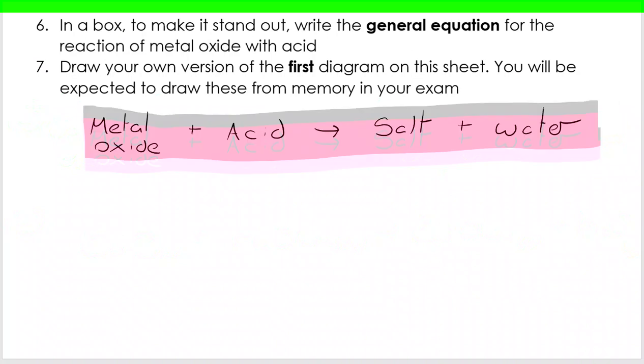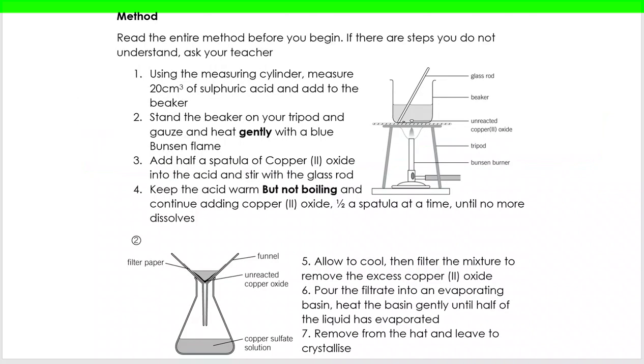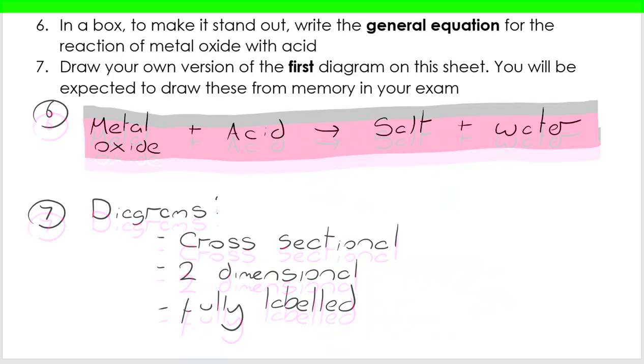So the general equation, a metal oxide and an acid make a salt and water. And if you remember that, you're well on the way to being able to complete a successful equation. In terms of the diagram, I'm not going to redraw the diagram. I'm going to show it on here, and I'm going to say that this is not actually ideal for what you might draw. It's probably a little too complicated. You wouldn't draw the Bunsen burner, for example, and you certainly wouldn't draw width on the tripods. The key things that we are looking for here is that the diagram is cross-sectional, that it's two-dimensional, and that it's fully labelled.